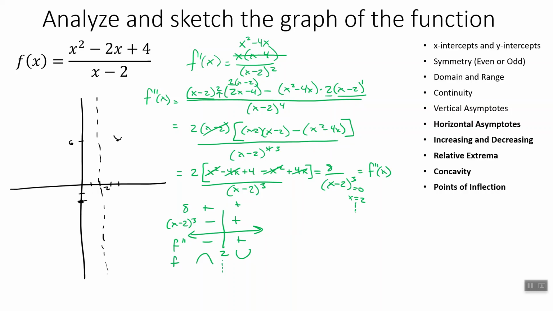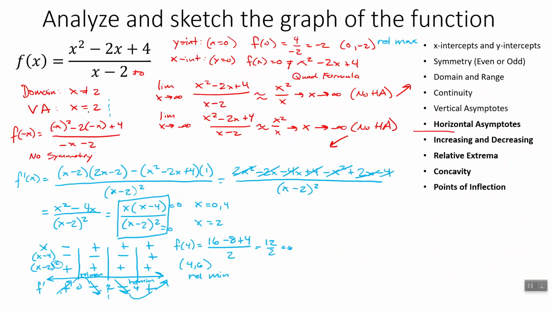So this is going to be a min. This is going to be a max. I draw those just to remind myself. We've got the vertical asymptote here. And I think that was it for as far as points went. All right, we didn't have any symmetry. No horizontal asymptote. We do know that we're going up to the right and down to the left.